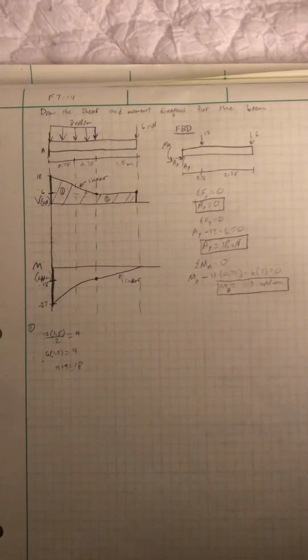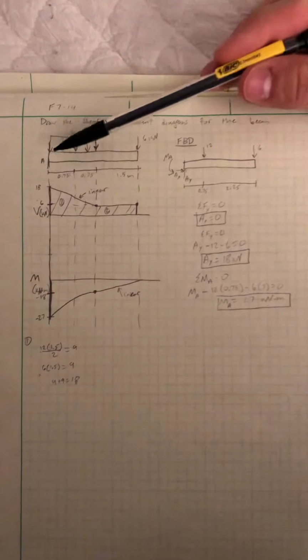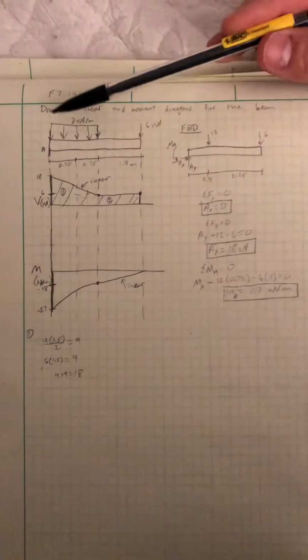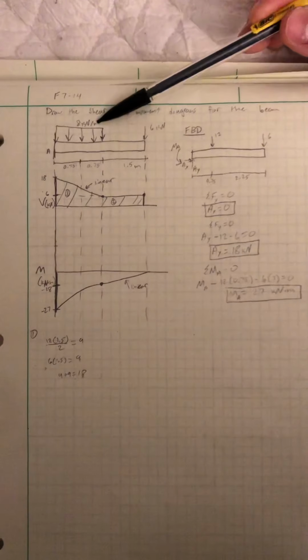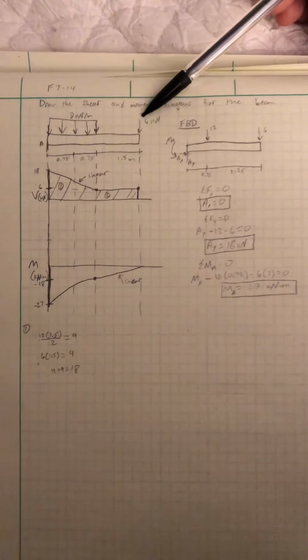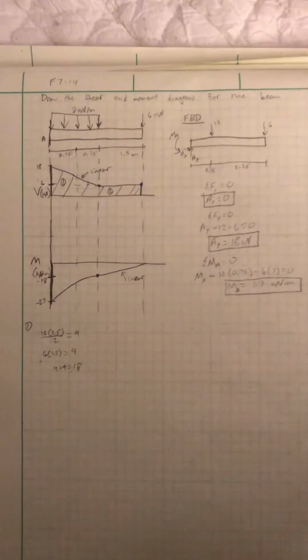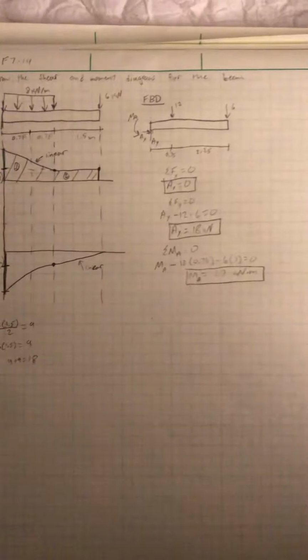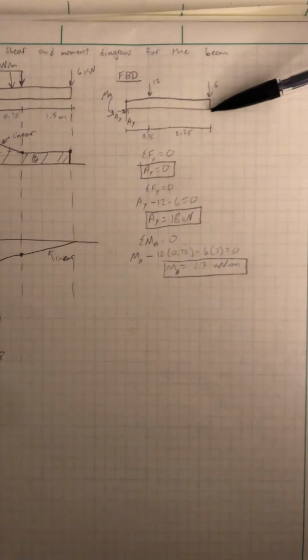On this problem, it's a beam that is fixed to a wall with a distributed load of 8 kilonewtons per meter right here, and then a load, or a force, at the end of 6 kilonewtons. So first I draw the free body diagram.